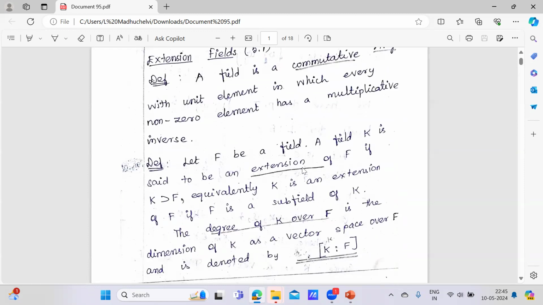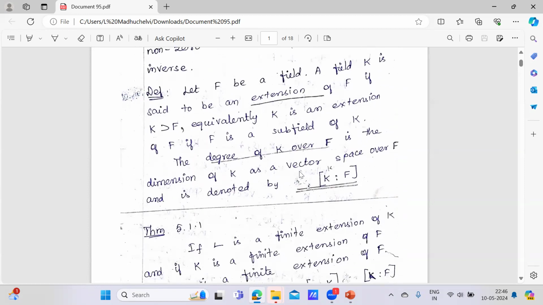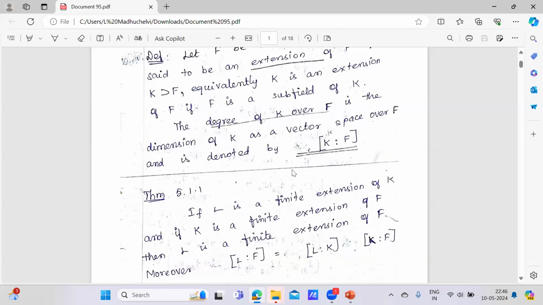Let F be a field. A field K is said to be an extension of F if K contains F. Equivalently, K is an extension of F if F is a subfield of K. The degree of K over F is the dimension of K as a vector space over F and is denoted by degree of K over F.